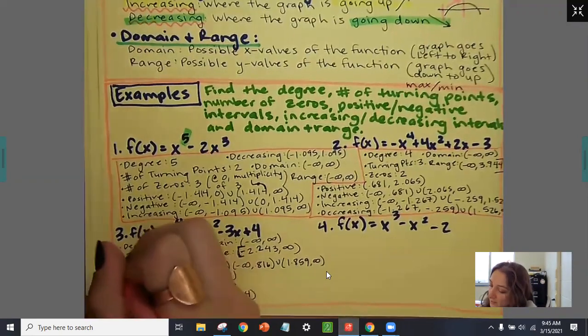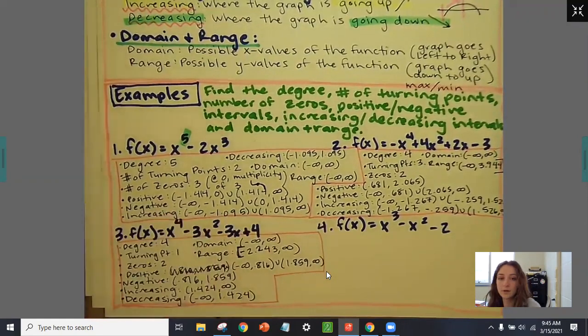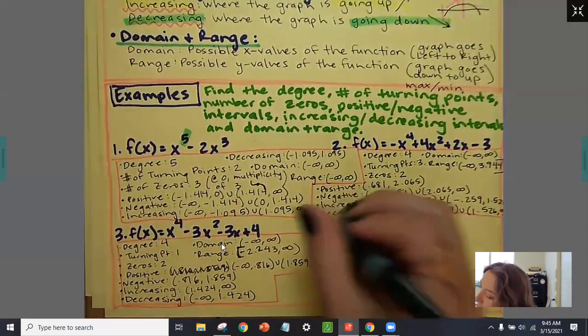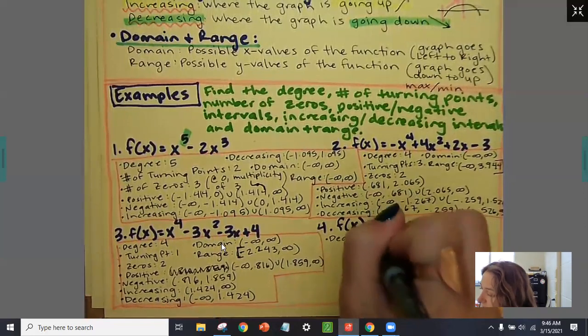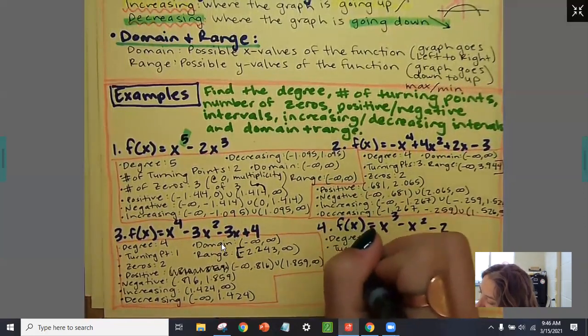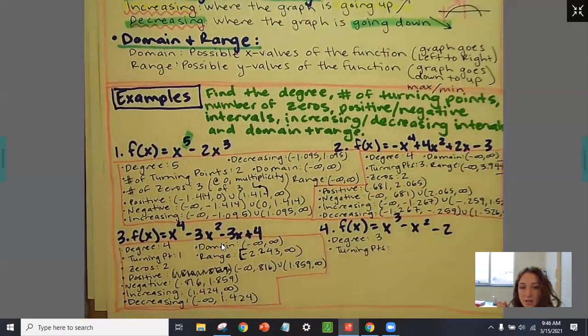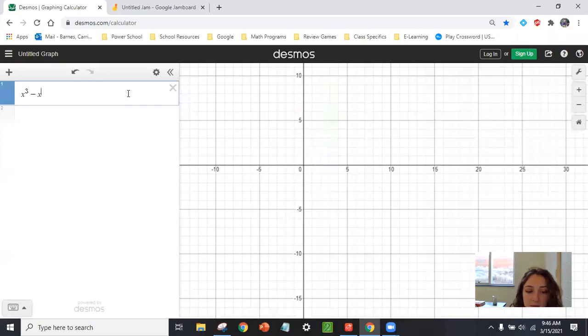All right, so let's go look at our last problem. Okay. And we are going to type this one into Desmos. All right, but before we do that, we can state the degree. The degree here is just going to be 3. It's that highest exponent. The turning points, we need to type that one in. So let's go type it in and see what happens. X to the third minus x squared minus 2.